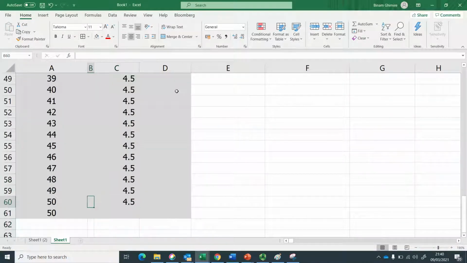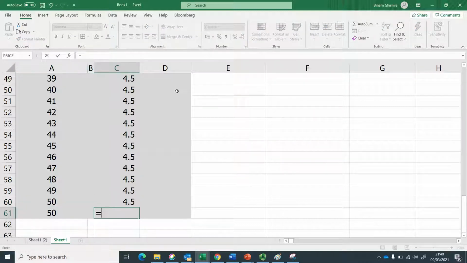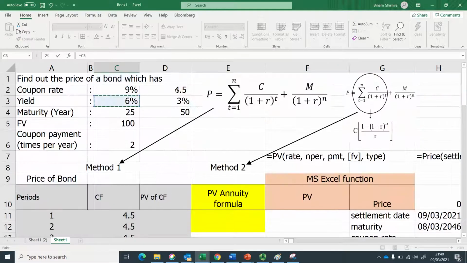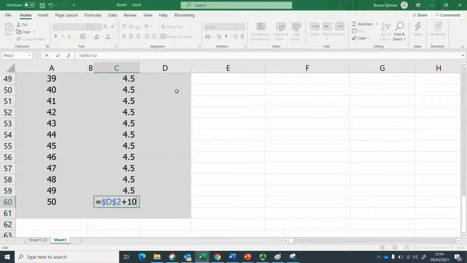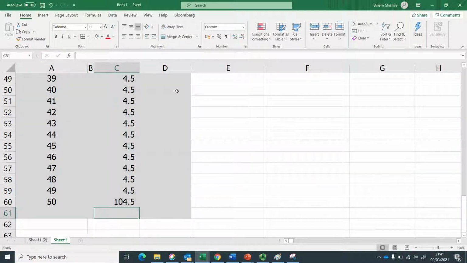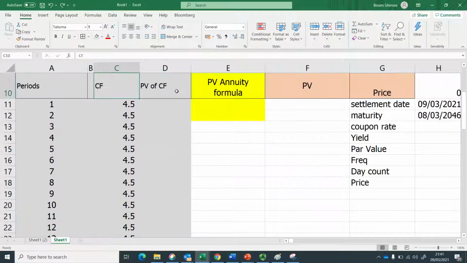You may have noticed that I have 50 repeated here, and this will be the case if you want to put the maturity value, which is the face value of the bond, separately. But if you want to keep the 100, the face value, over here, then you just need to add 100 to the last coupon. It doesn't make a difference; you'll get the same answer no matter how you organize the cash flows in your Microsoft Excel.